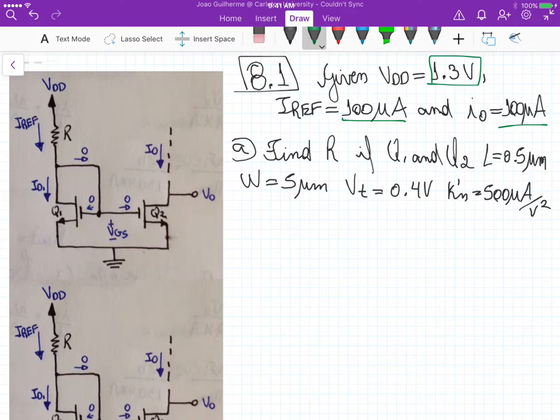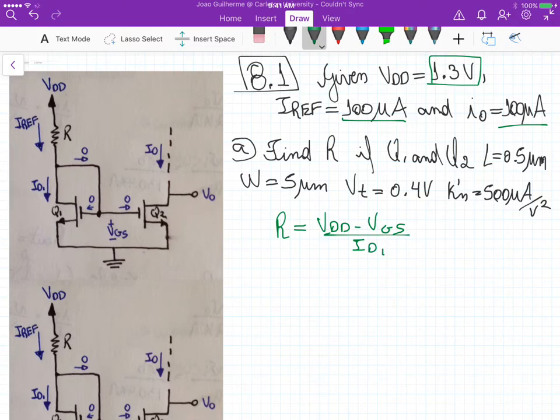based on some specifications for the NMOS transistors here, that would give us I out equal to 100 microamperes. Okay, so one thing is that we know that the resistance for this circuit here is VDD minus VGS divided by ID1.